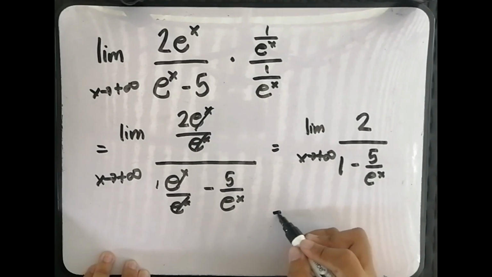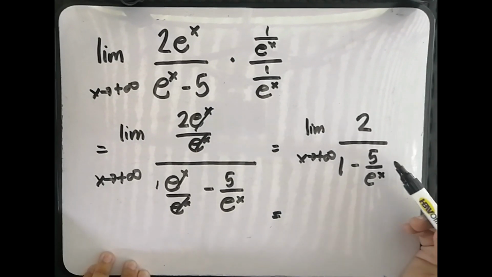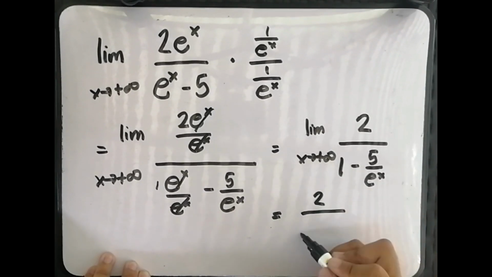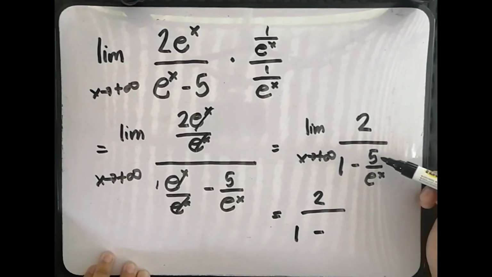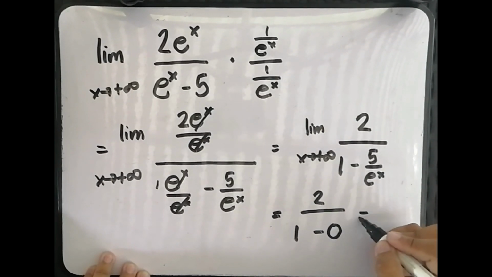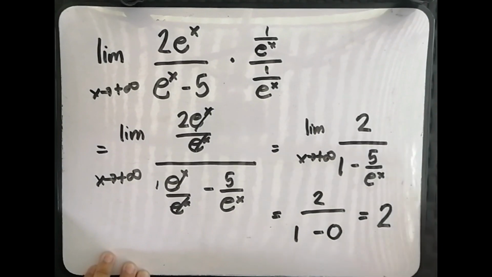So what is this now? We now have, by direct substitution, the limit of 2 is 2 over 1 minus, we have 5 over infinity. Kasi diba, e raised to infinity is infinity. So ano lang ito? This is just equal to 0. Okay? So the final answer now is 2.